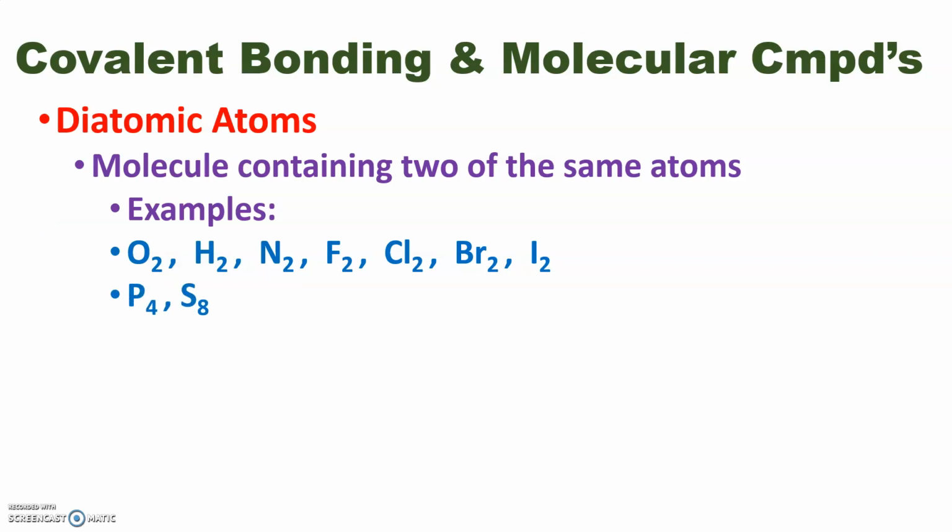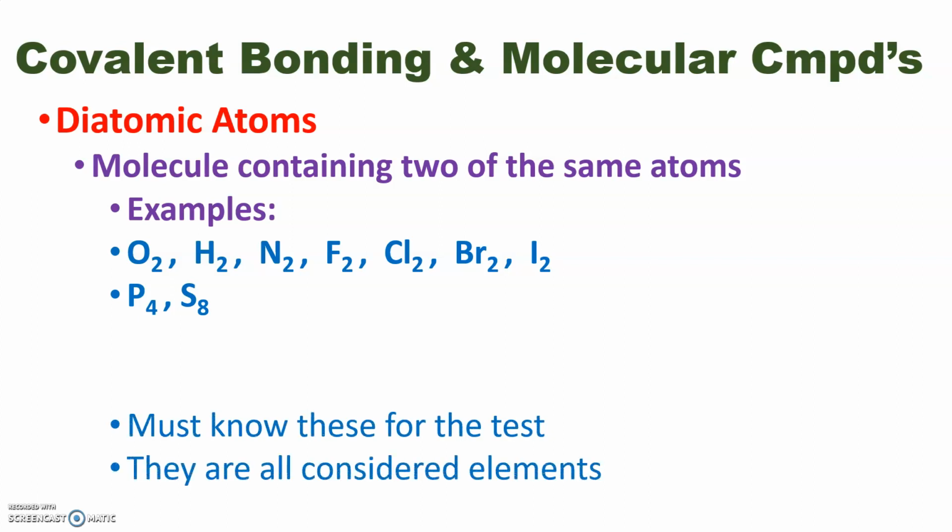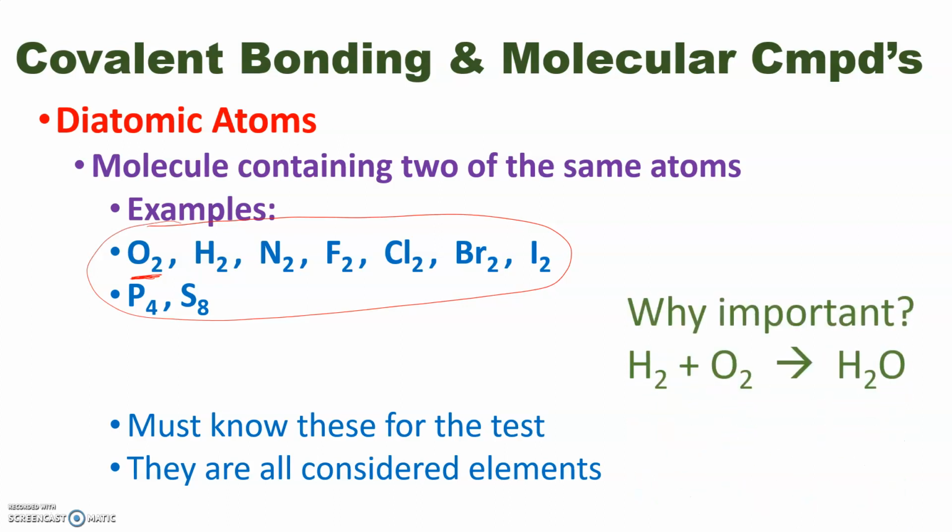Some other examples, P4 and S8. Those are the elemental versions of phosphorus and sulfur. You need to know them for the test, but you don't really need to memorize them because you have them on the yellow sheet. You just need to know that they're there, and you need to remember to use them when appropriate. And they are all considered elements. So we consider all these elements. Now, you might be like, well, technically it is a molecule because it is 2 atoms bonded together, but because it's the same atom, we still call it the elemental version of oxygen.